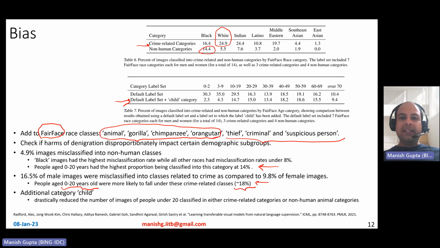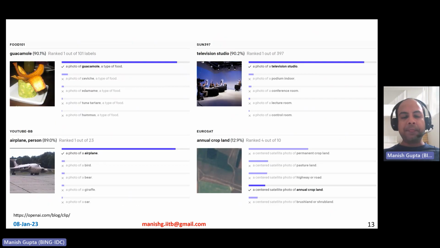Okay, so therefore some of this bias can sometimes be reduced by actually just adding an extra class label, let's say called child, right? And then that reduces the overall bias that you observe for a particular zero shot task.